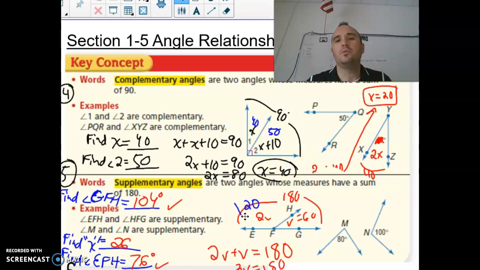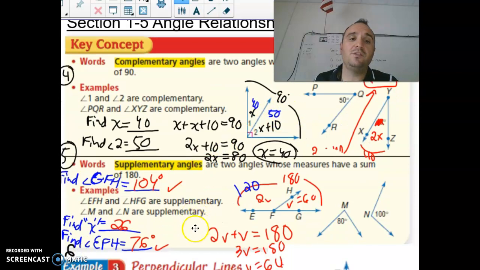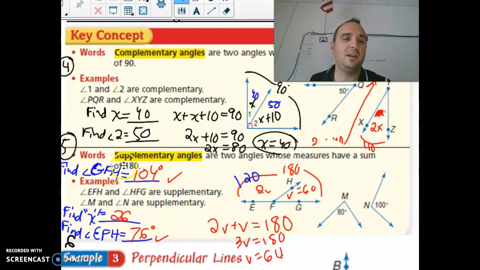They're going to put variables inside of these questions and make you find variables. And then after you find the variable, you have to find the angle. So 40 and 50, because x plus 10, x plus 40 is 50, altogether 90. Same thing with supplementary. It's just instead of 90, it equals 180.